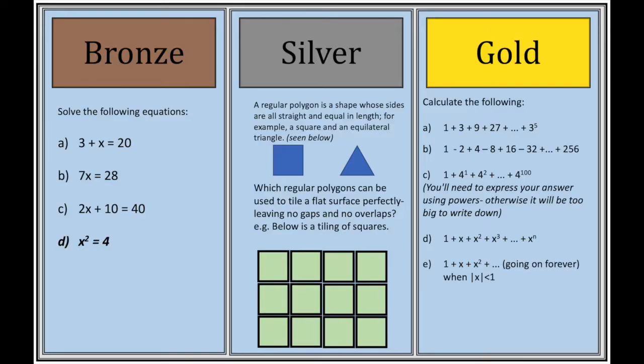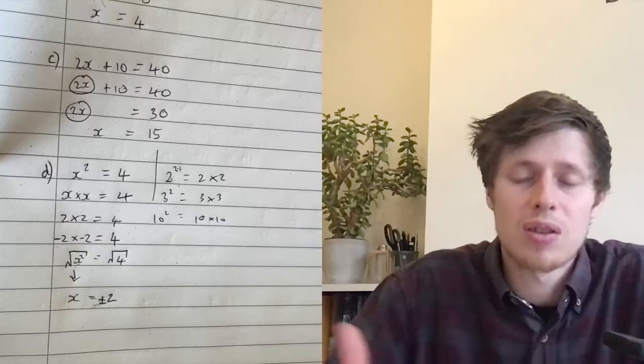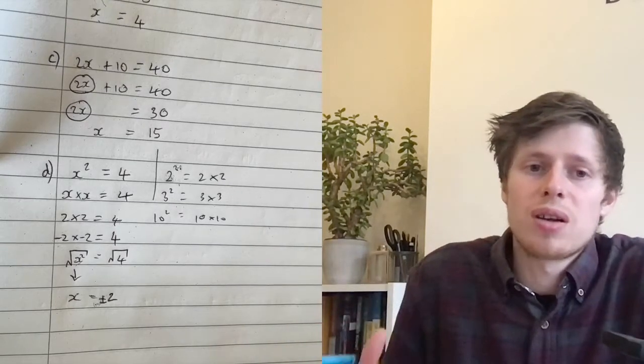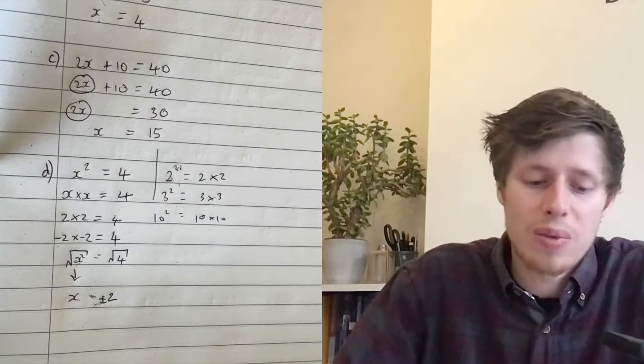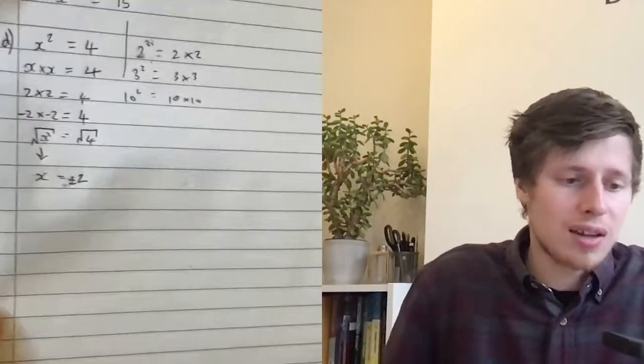Okay, so the silver one. We're looking at regular polygons. So basically, regular polygons are just polygons, so that's shapes that have straight sides, where every side has the same length. So let's look at a few examples.